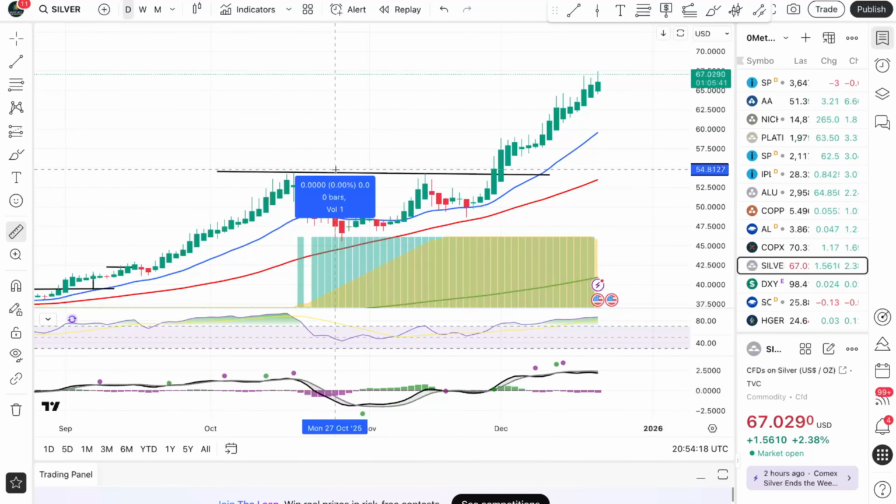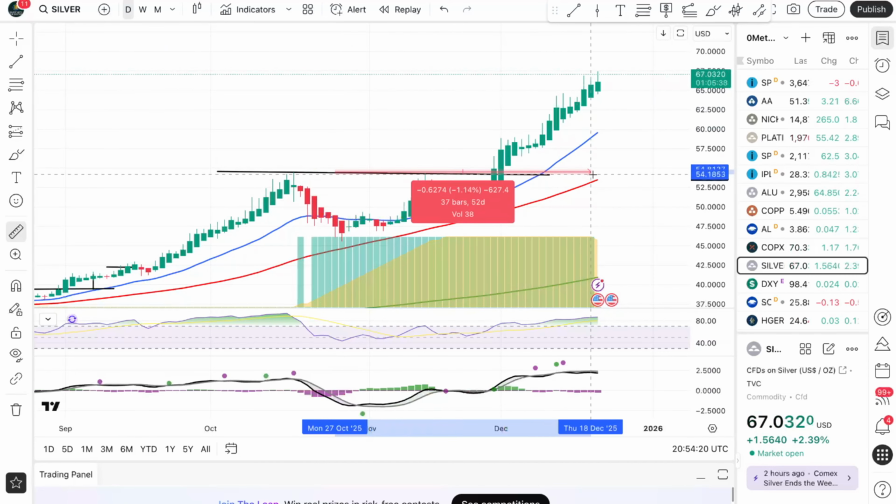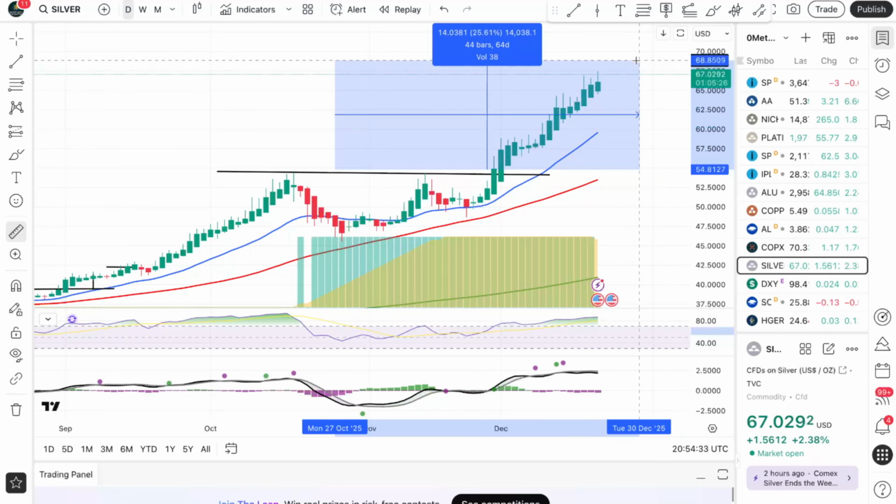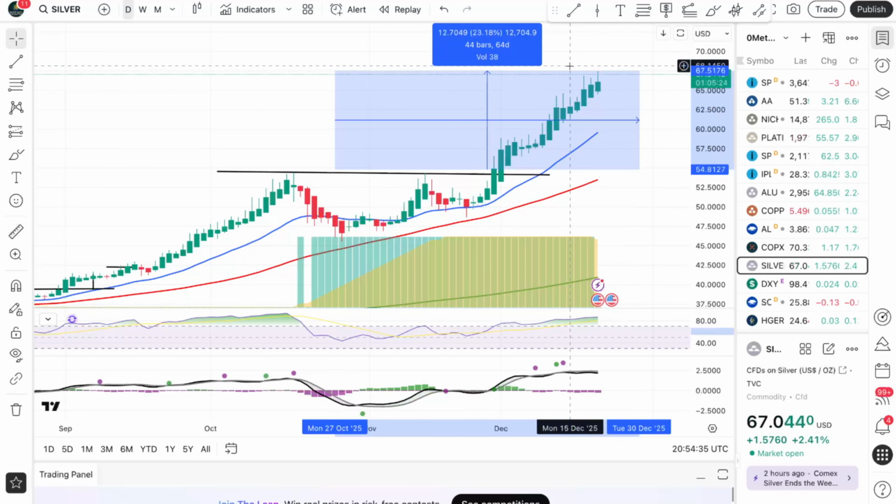Now let's measure this. If I take the measuring tool and measure it to the current price, that's a 23% rise from the cup with handle pattern. 23% rise, so that's quite a big rise.